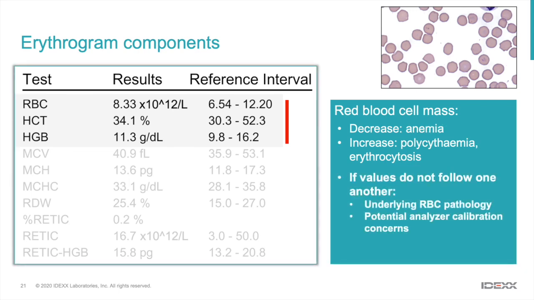The reason I want to look at these three parameters together is because under both normal and pathologic situations, they follow one another very closely. And if they do not follow one another, like going up in dehydration together or going down together with anemia, there's one of a couple of things that may be present. One, there may be underlying red blood cell pathology, and that's the most common scenario. But two, if you see it frequently on many of your CBCs, that's a potential indication that the analyzer itself may need a calibration attention.